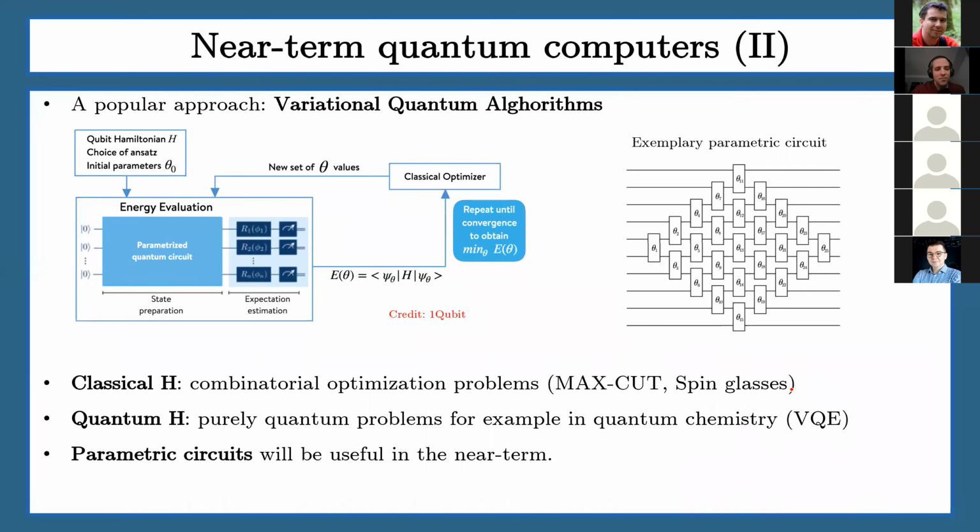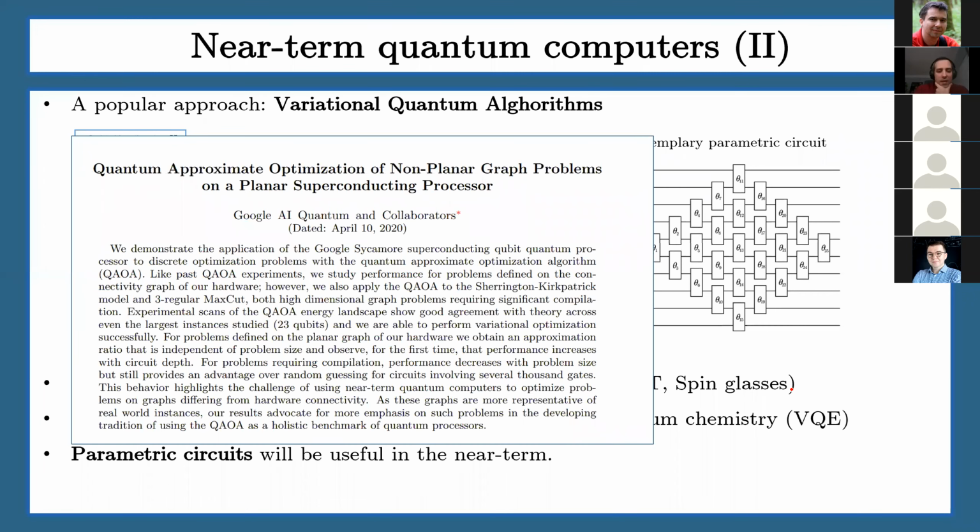And I just want to say that in the near term, we are really limited to use small, low-depth quantum circuits, and therefore those parametric circuits are like the natural choice, and they will be useful. They are useful, and they will be useful in the near term. And just wanted to mention that there were already some nice proof of principle experiments for those routines.